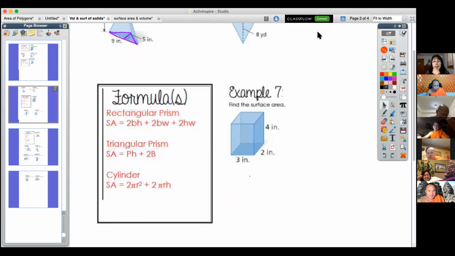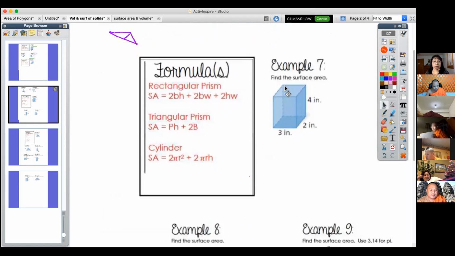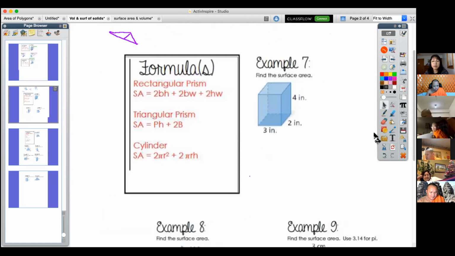Okay, so number 7, we're no longer dealing with volume. It's surface area, okay? So does everybody pay attention? Surface area, I don't like to look at the formula. Oh, it said surface area. Number 1 said volume. Okay, there's a difference.